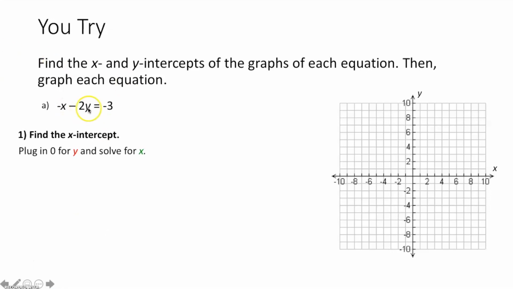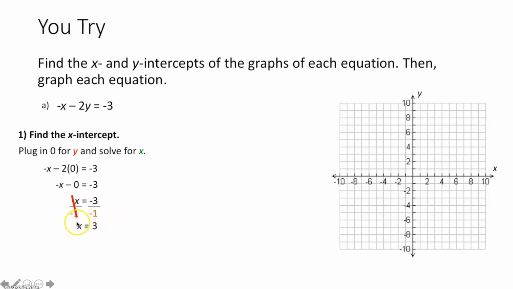Now we take our original equation, and we're going to plug in 0 for y. What's 2 times 0? That's going to give you 0. Now what's negative x minus 0? That's just still negative x. Now I got to get x by itself, since it's the same thing as negative 1 times x. To get rid of that negative 1, I do the opposite, the inverse. I divide by negative 1. These cancel each other out, and negative 3 divided by negative 1 gives you positive 3.